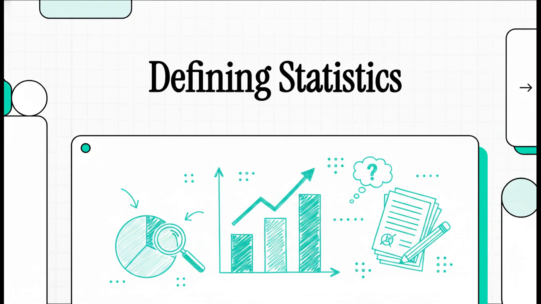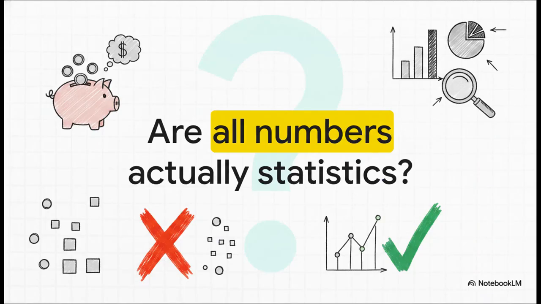Okay, let's dive right into this. So, are all numbers actually statistics? It's a super common assumption that any figure, any measurement, or literally any isolated number you stumble across is a statistic. Like if someone tells you they have exactly $1,000 in their bank account, is that a statistic? As our source material shows us, the answer is a resounding no. Merely stating a numerical fact doesn't automatically grant it statistical significance.